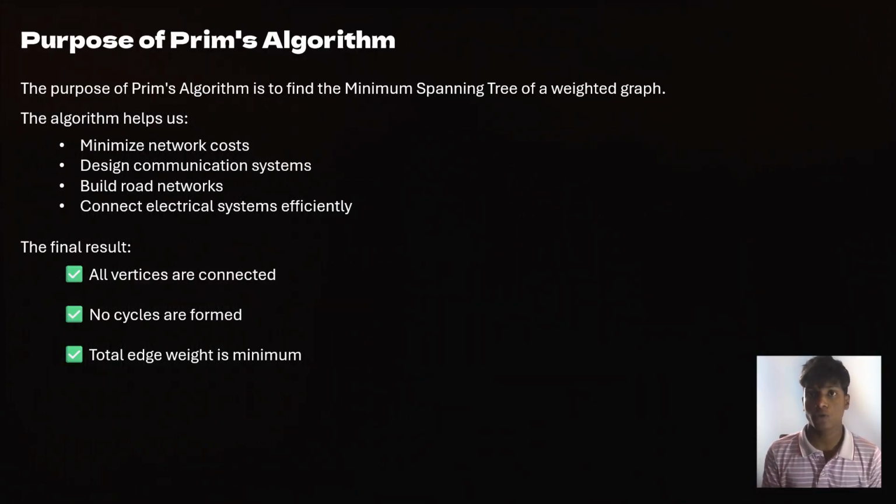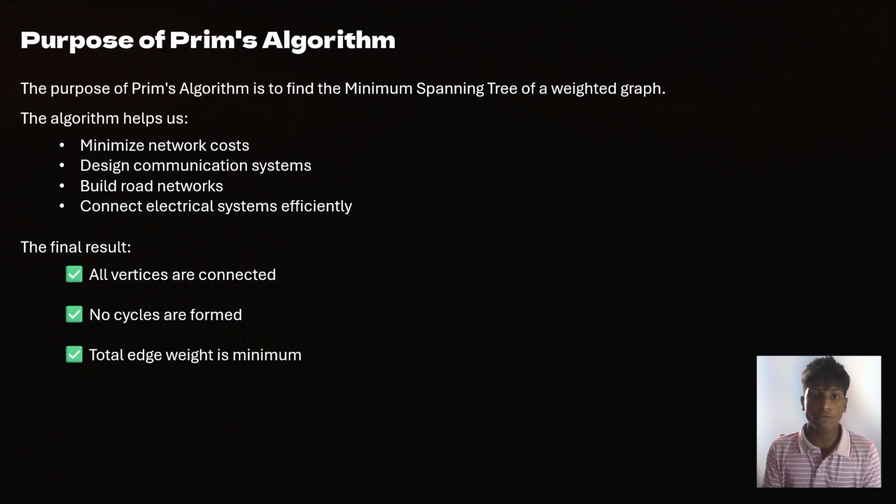Let's talk about the purpose of Prim's algorithm. The main purpose of Prim's algorithm is to find the most efficient way to connect all points in a weighted graph. It helps us in several real-world applications. It is used to minimize network cost, in designing communication systems, in building road networks efficiently, and also in connecting electronic systems in an optimized way.